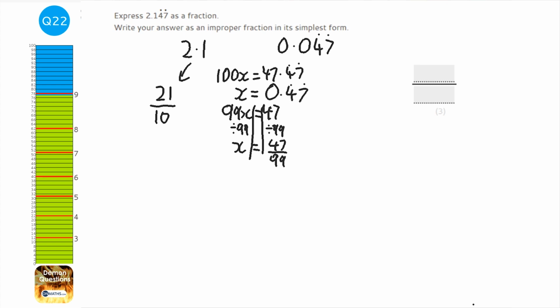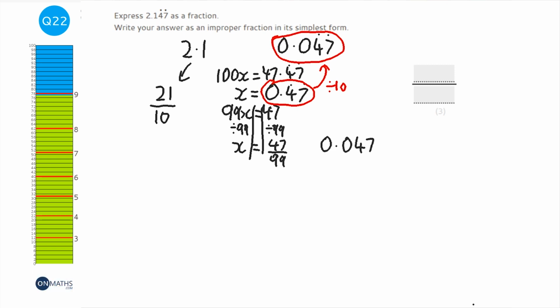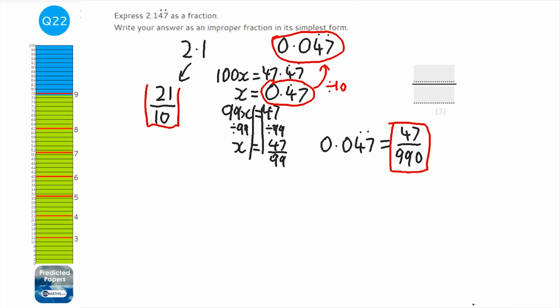We've got 0.047 recurring. So what's the difference between this bit here and this bit here? All we need to do is just divide that by 10. And with fractions, when you divide by 10, you just times the bottom by 10. So let's just show the examiner what I'm doing. It's just going to be 47 over 990. Okay, so we've got our fraction here, and we've got our fraction here, and we need to add those together. So we need to do 21 over 10 plus 47 over 990.